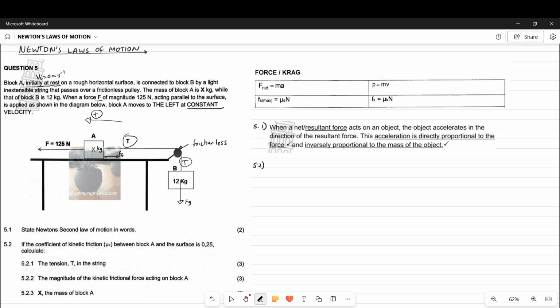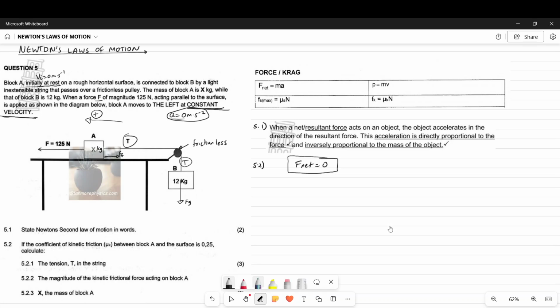The moment you see the words constant velocity over here, that tells you that acceleration, which is your a, is automatically equal to 0 meters per second squared, right? So we see that. That tells you that Fnet is equal to 0. So this obeys Newton's first law of motion, right? So now let's see that.